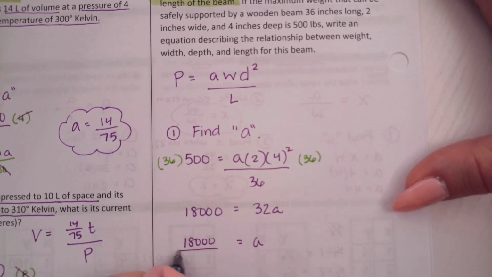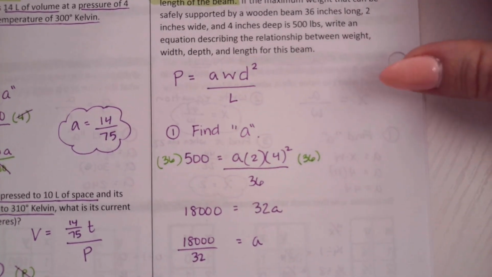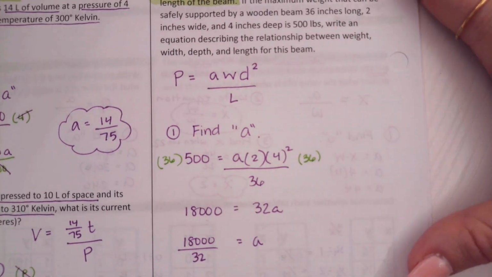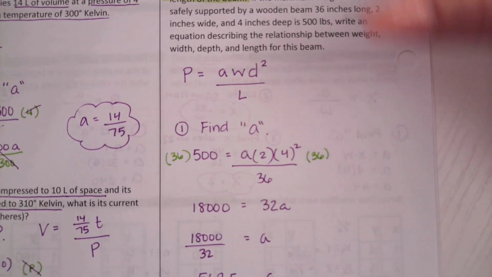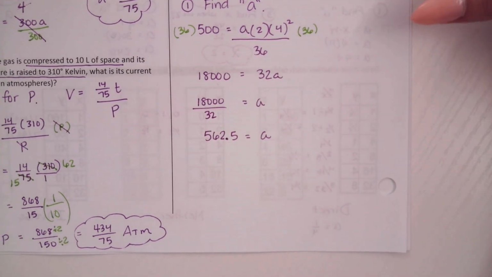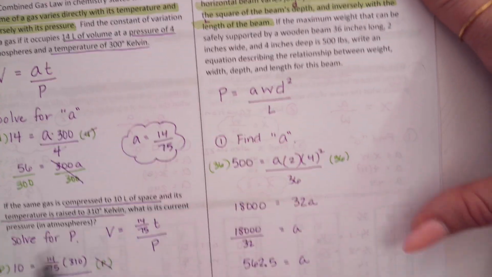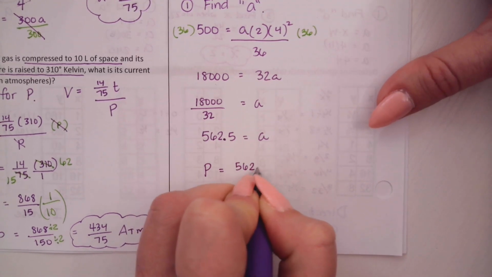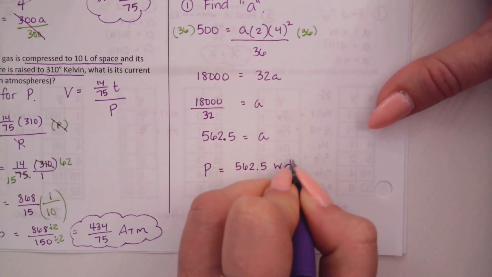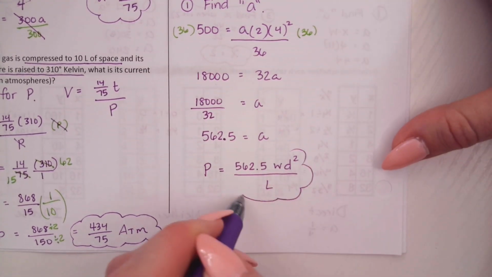I'm just going to use a calculator. 562.5. What do we still need to do? Write the equation. So basically we just need to take this, we're going to substitute it back in here to write our equation. W times the depth squared and inversely with length. There's our equation. They didn't even ask us to do anything with it.